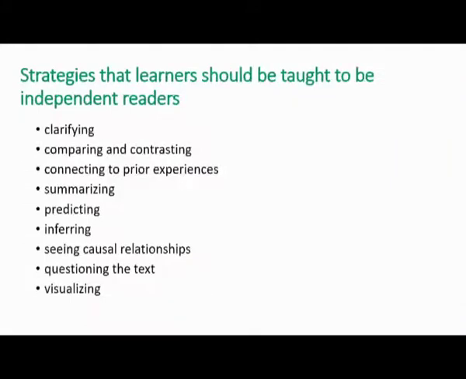Then there's specific strategies that learners should be taught so that they become independent readers. You need to be able to list these specific strategies, such as clarifying, comparing, and contrasting. But you also need to be able to describe a bit what is meant by each of these. So what do we mean when we say that they must connect to prior experiences? And what do we mean when we say they must be summarizing?